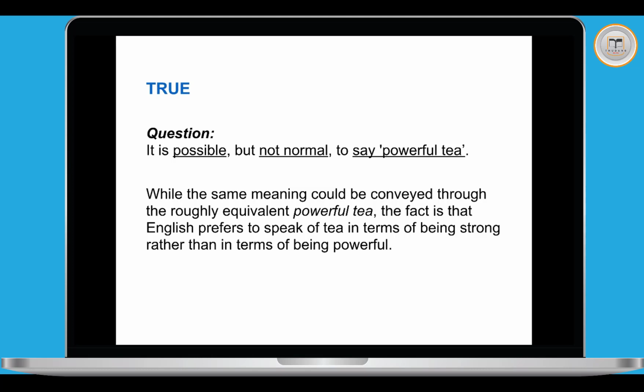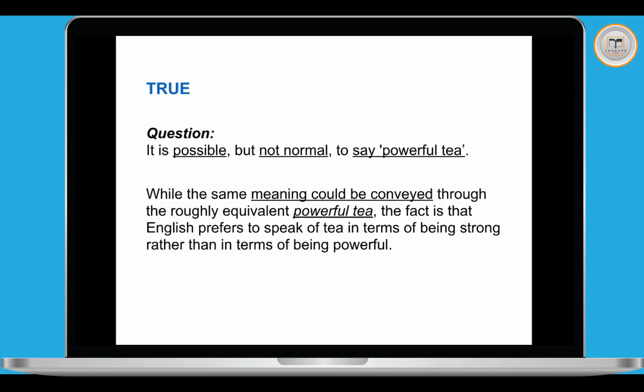While the same meaning could be conveyed through the roughly equivalent powerful tea, the fact is that English prefers to speak of tea in terms of being strong rather than in terms of being powerful. So I'm sure you noticed powerful tea in there. That was the easiest phrase to see from the question. Now we need to look for, is it possible to say powerful tea? Well, back to the beginning, while the same meaning could be conveyed through the roughly equivalent powerful tea.